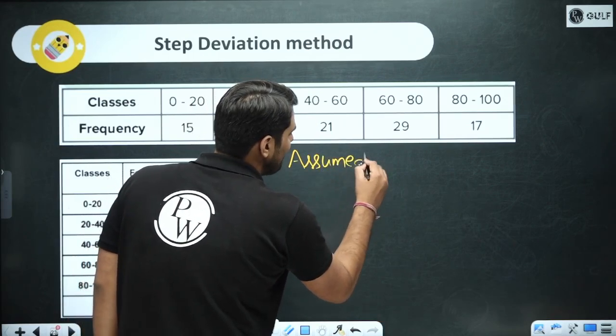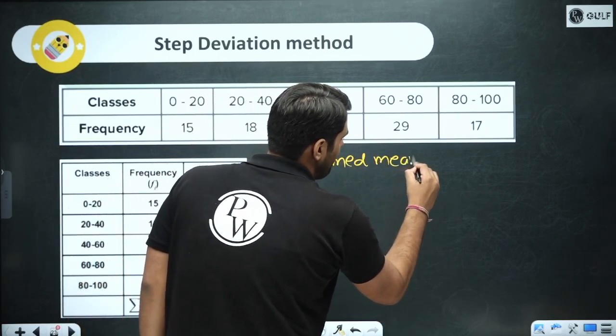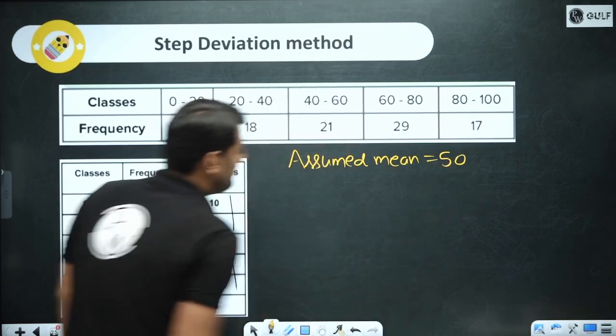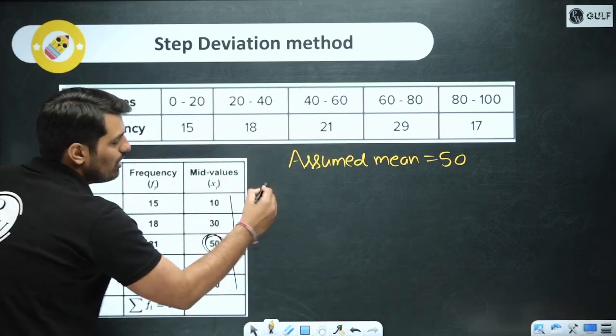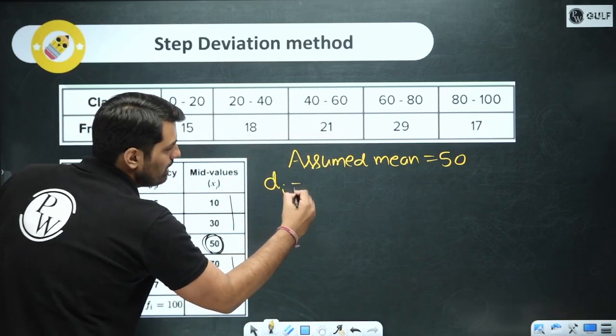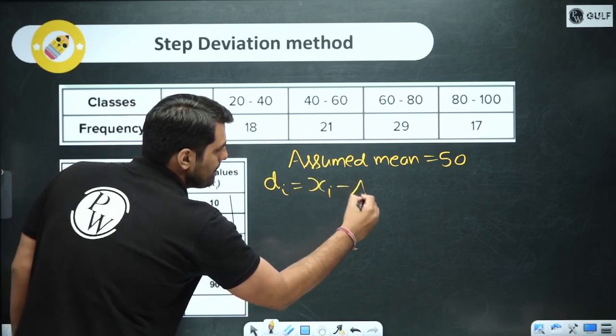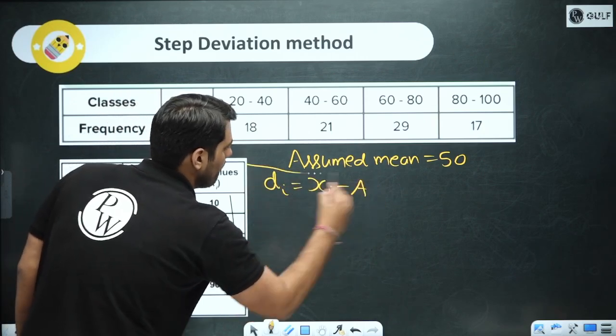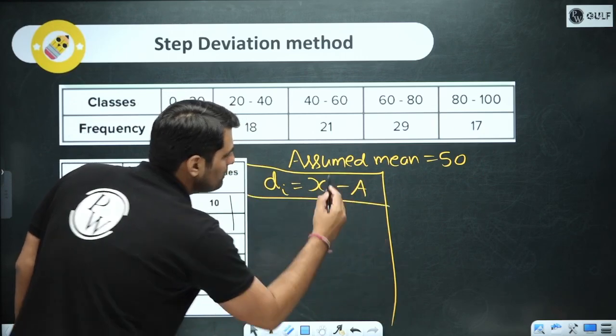Assumed mean in this case comes out to be 50. And good thing is now we can find out the next column, which is di, and di is what? Xi minus a. This is our next column. So you can find out the values in the next column.